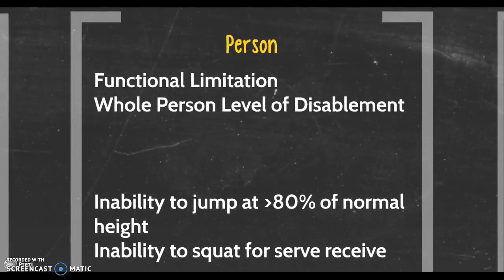As we move on in the disablement model, we want to look at the person as a whole, and this is the functional limitation, the whole person level of disablement. Because our patient comes in and presents with a pathology of patellofemoral pain syndrome and an impairment of decreased strength, decreased range of motion, and pain, they may demonstrate the inability to jump at greater than 80% of their normal height, or an inability to squat for serve-receive. In this example, a volleyball player is having issues within their sport because of the impairment caused by the pathology.